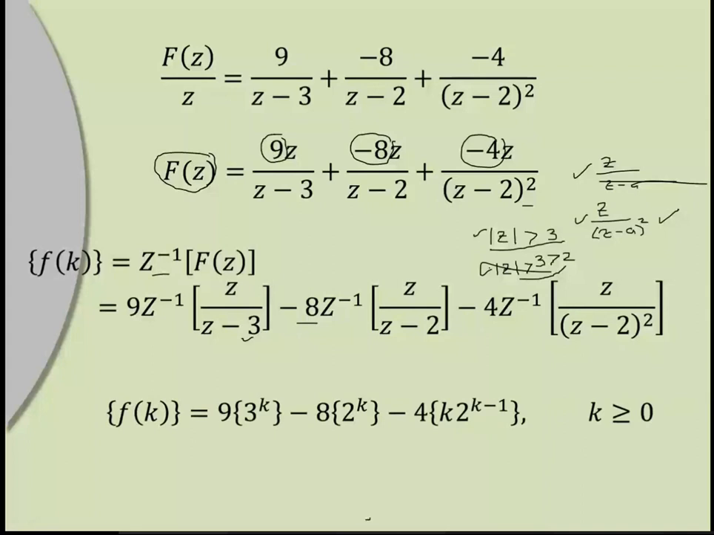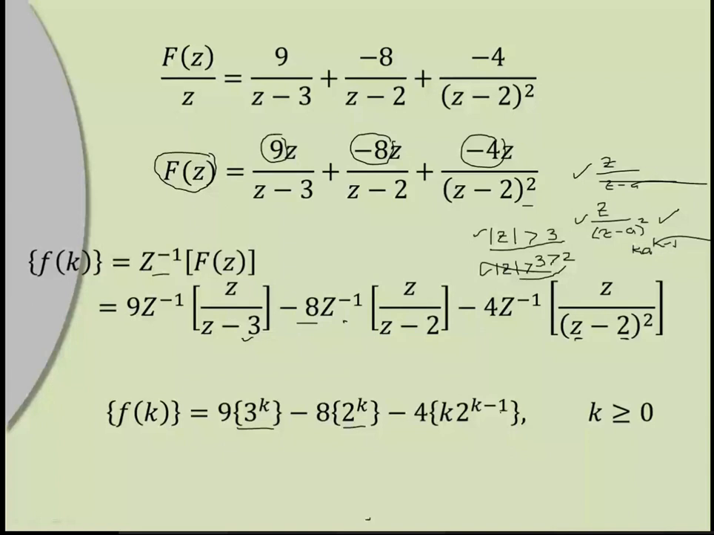So the answer will be 9 into z inverse of z upon z minus a for mod z greater than 3, which is a raised to k, that is 3 raised to k. Standard formula. Minus 8 into z upon z minus 2, it will be 2 raised to k. Minus 4 into z upon z minus a square, that will be k into a raised to k minus 1. Using that second formula because mod z is greater than 2, mod of this is greater than mod of this. So it is k into 2 raised to k minus 1.